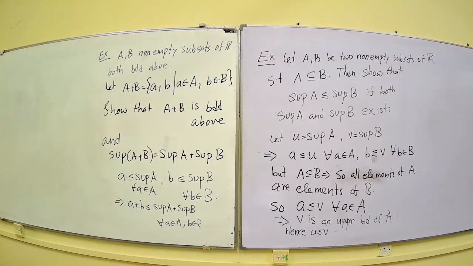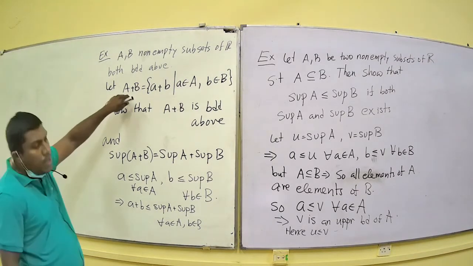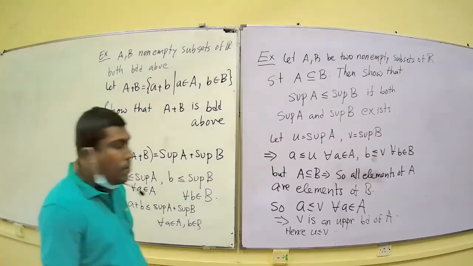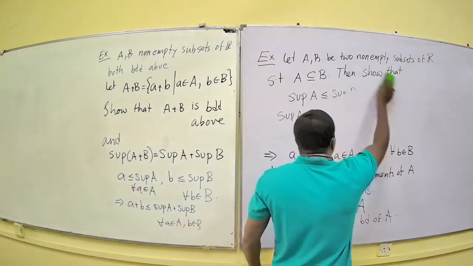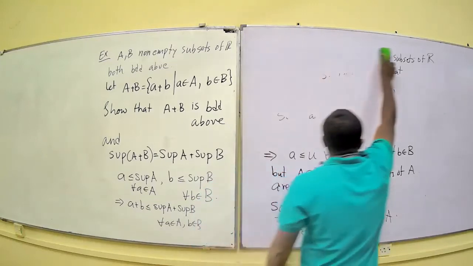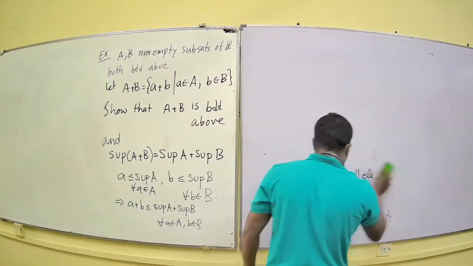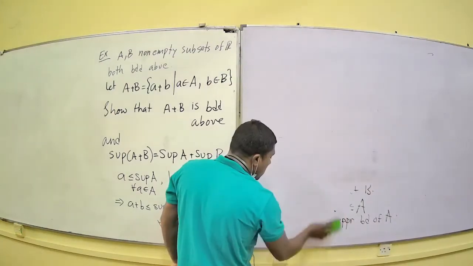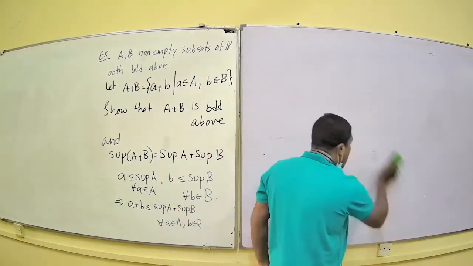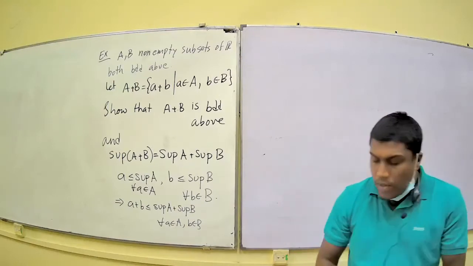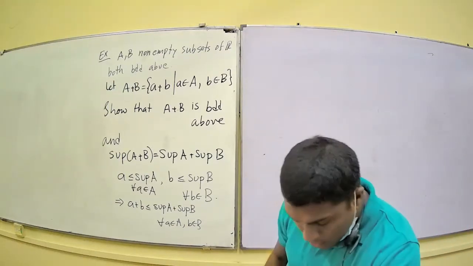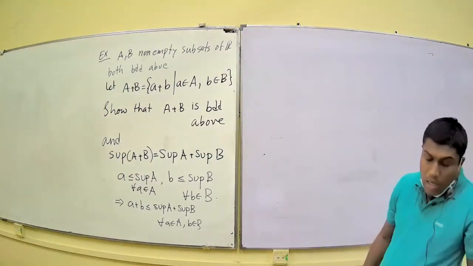So clearly you know that the set A plus B is bounded above, right? I am skipping writing the lines again and again, but you know that A plus B is bounded above. Now we can prove the upper bound part, right?